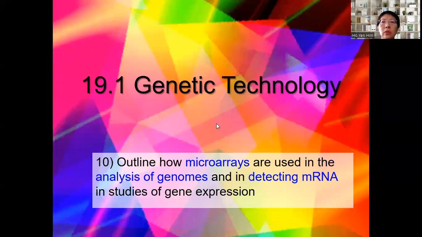So the learning outcome for today's lesson is to outline how microarrays are used in the analysis of genomes. Genomes means all the DNA and all the genes present in the nucleus of a cell or an organism, and in detecting mRNA in the studies of gene expression. So now we're going to look at the powerful tool of genetic technology, and this tool is called microarray.